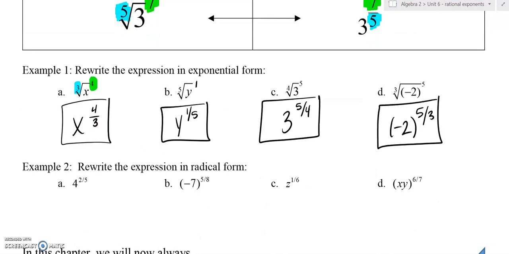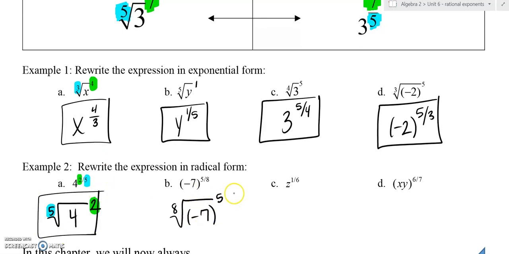Now we're going to go the exact opposite way. I have exponential form. I'm going to rewrite it in radical form. So now this little 5 that's on the bottom is going to become the 5 that sits on the ledge of my root. The 4 stays there. The 2 comes to the outside. The next one, the 8 comes to my little ledge. The -7 stays underneath. The little 5 comes to the outside.